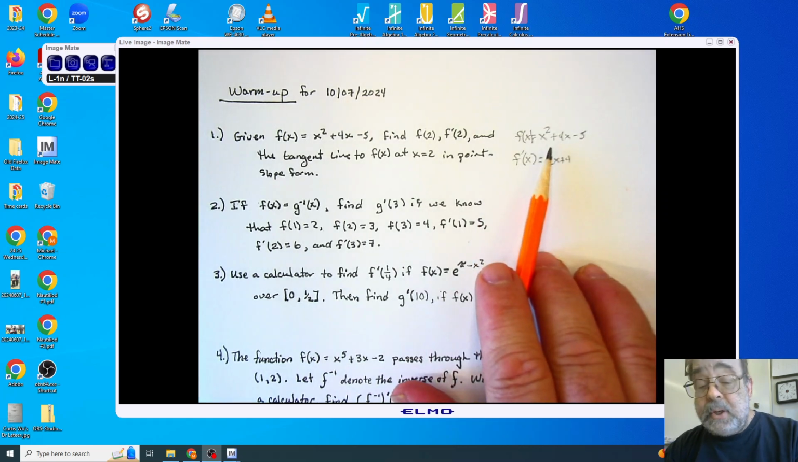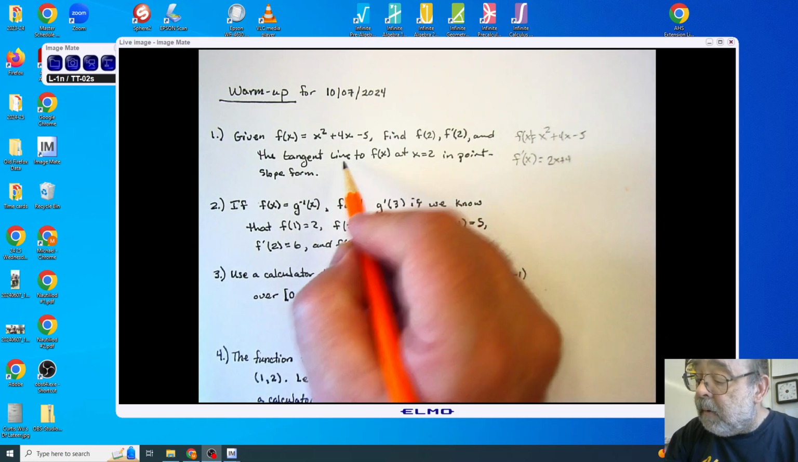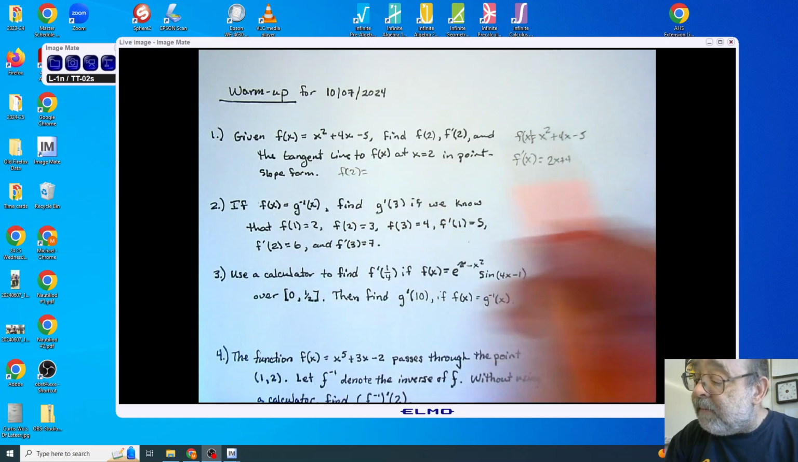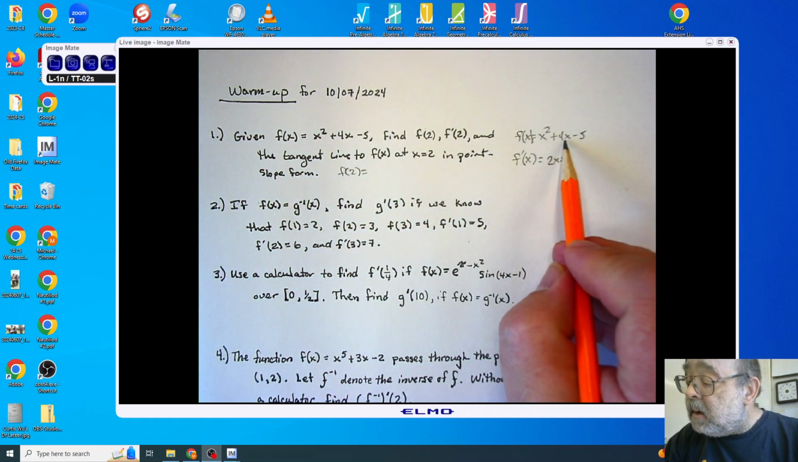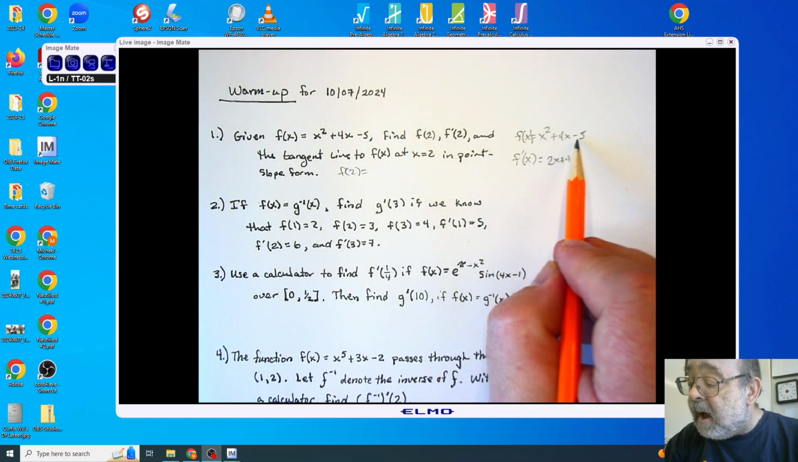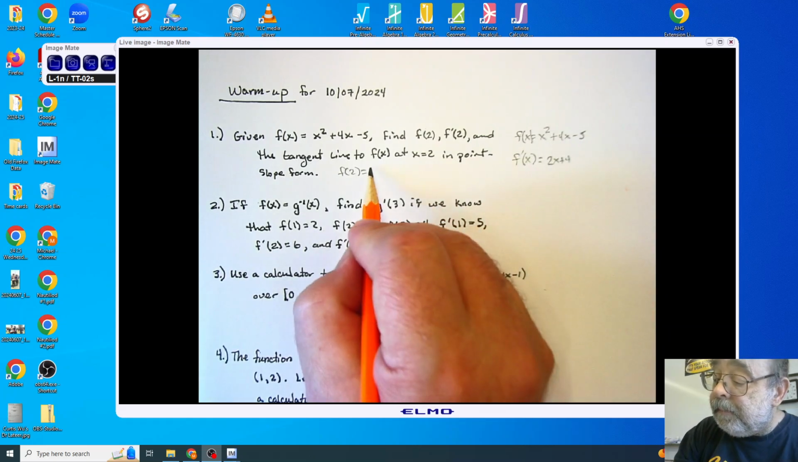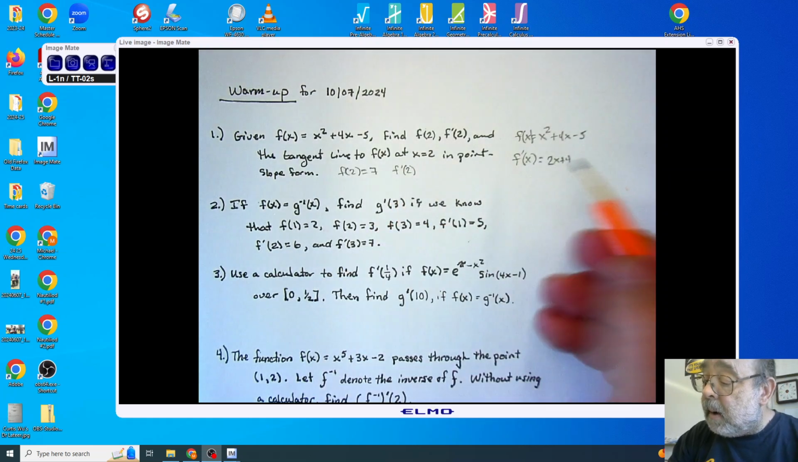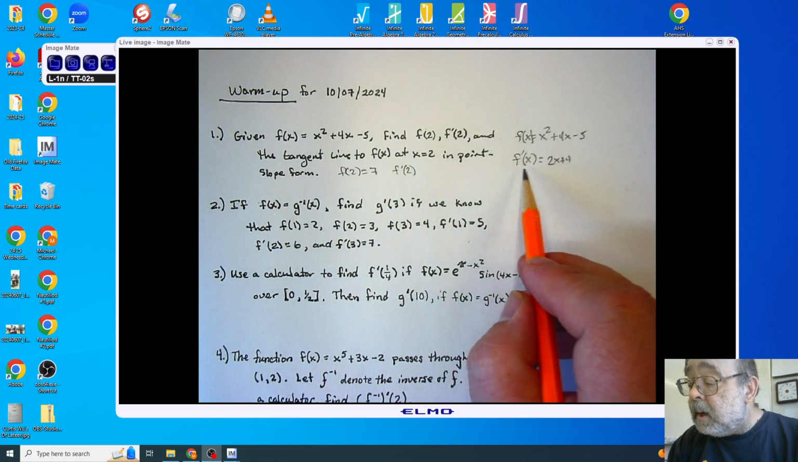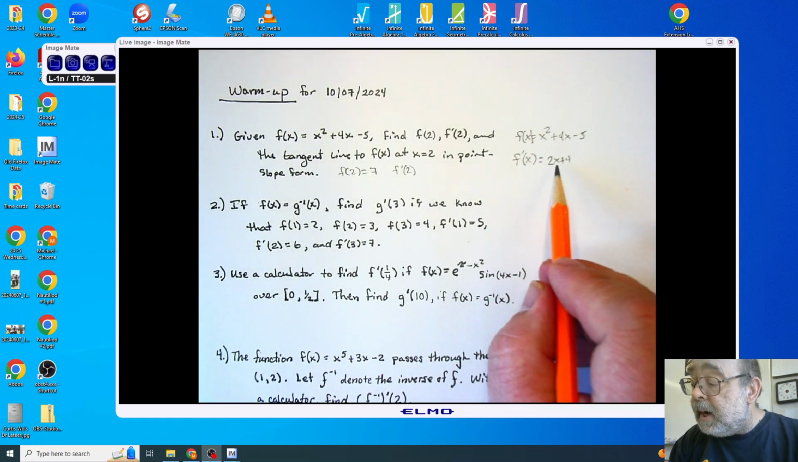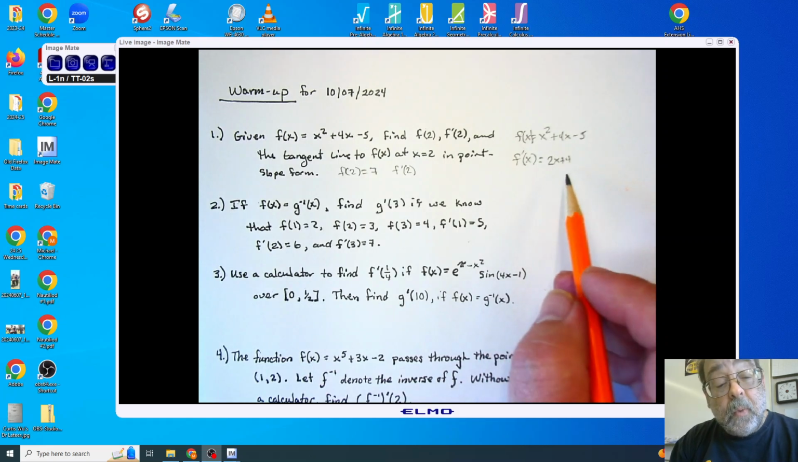So if I plug in 2 into the f of x, I'm going to find that I get a 7. And therefore, the first answer we're looking for is that f of 2 equals 7. Notice we have 8. 8 plus 4 is 12. 12 minus 5 is 7. Then we're going to find f prime of 2. It means I'm looking for my derivative. That's the slope of the tangent line. I'm going to plug in the 2, and I get 2 times 2 is 4, plus 4 makes 8.